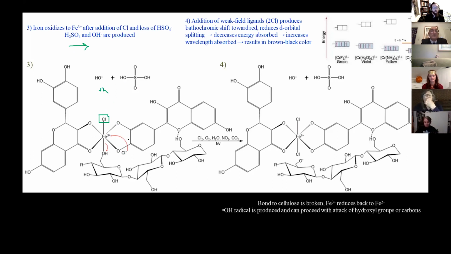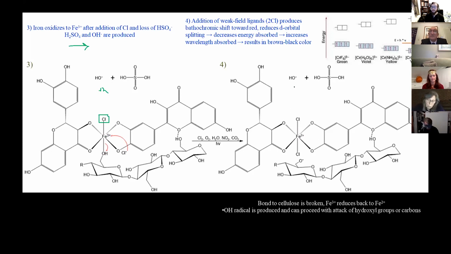And so now what's going to occur, this chlorine is going to perform a radical attack on this iron, and it's going to give its electron to the iron. It's going to then lose 1 electron to the OH bond of the cellulose, and it's going to break there. That's the most energetically favorable bond to break. So it's going to actually go from +3, and we're going to reduce it because we donated an electron, and we're going to reduce that back to Fe2+.